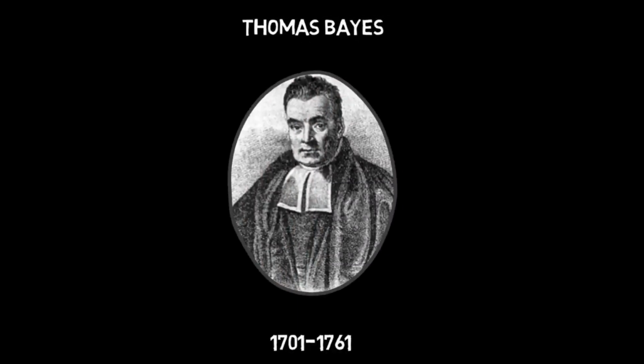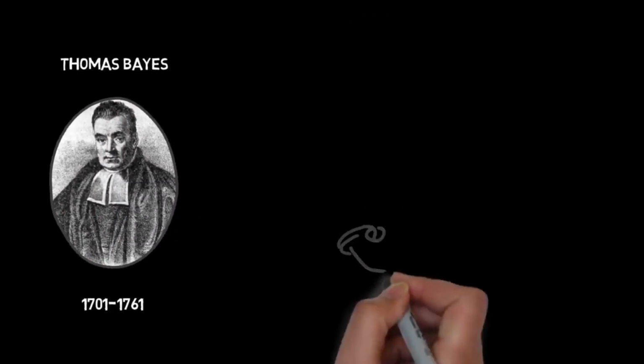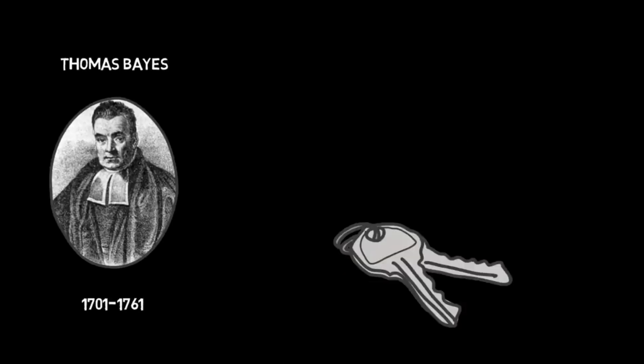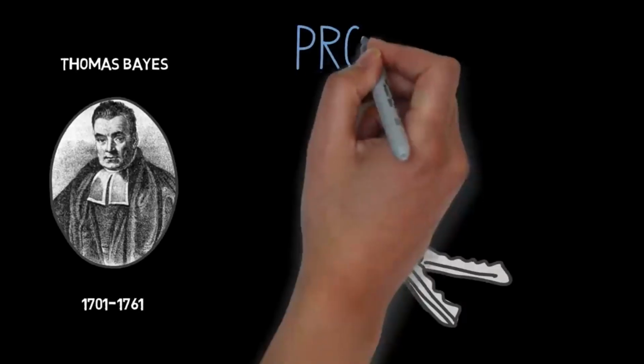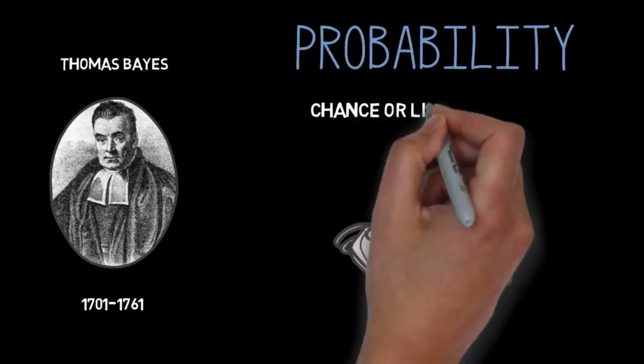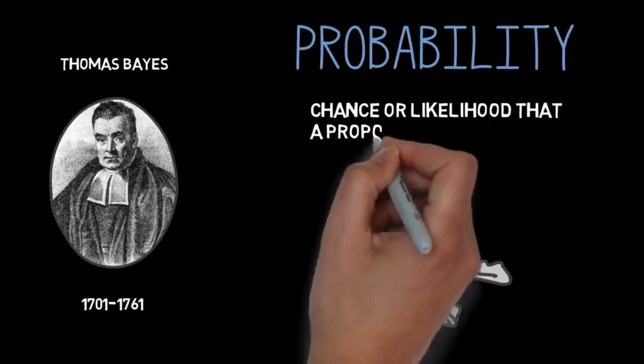It has a lot of applications, and some philosophers even think it's the key to understanding what it means to think rationally. In order to understand the theorem, though, we'll have to understand a little bit about probabilities. The probability of a proposition is the chance or likelihood that that proposition is true.